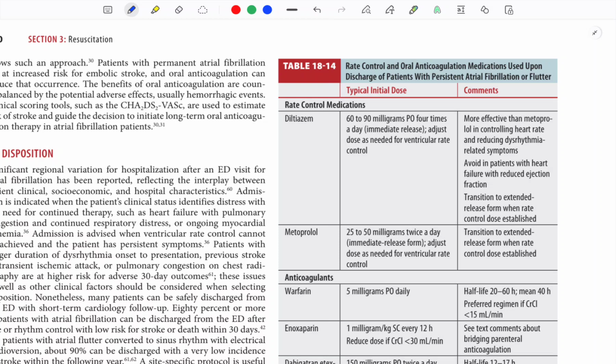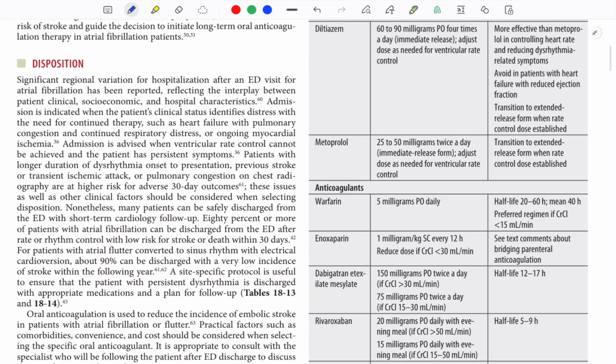Next is dabigatran, which is a direct thrombin inhibitor. 150 milligram PO BD is given if clearance is more than 30. If the clearance is less than 30, we give half the dose, which is 75 milligram PO BD. Then there is rivaroxaban and apixaban. They are factor 10A inhibitors. Rivaroxaban is given 20 mg daily and apixaban is given 5 mg BD.